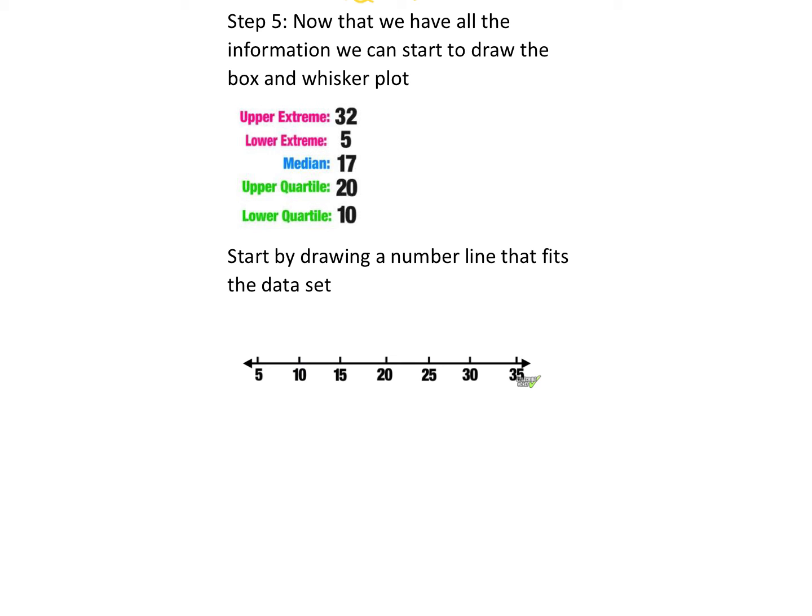The smallest, or lower extreme, is 5. The upper extreme is 32, so I'm going to approximate where that is. That's about there. Then I'm going to draw the median, which was at 17, approximately here. And then I'm going to put in the upper quartile, which is 20, and the lower quartile, which is 10. And then we're going to draw our box. Our box goes from our lower quartile to our upper quartile, and then we draw a line at the median.